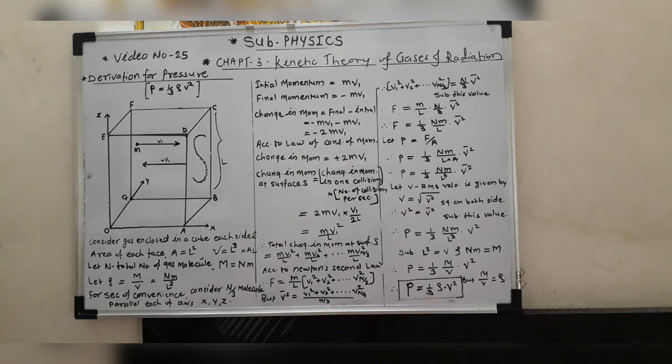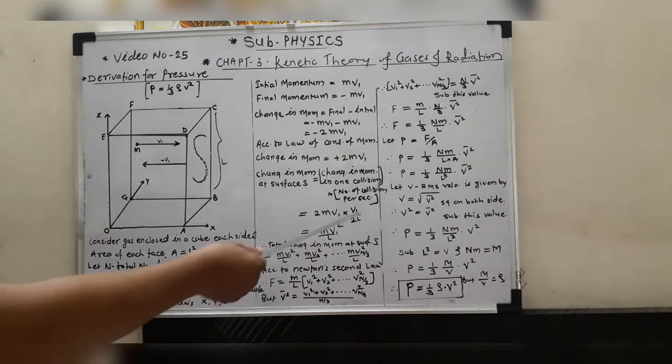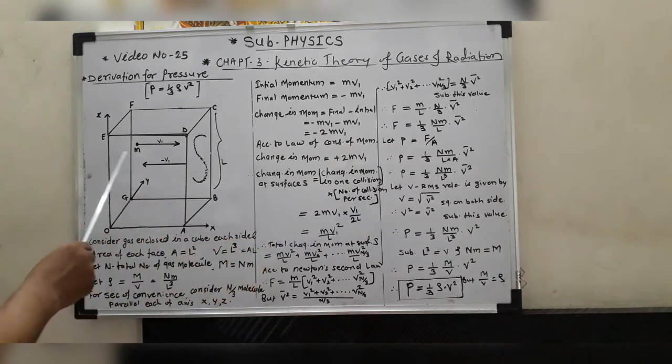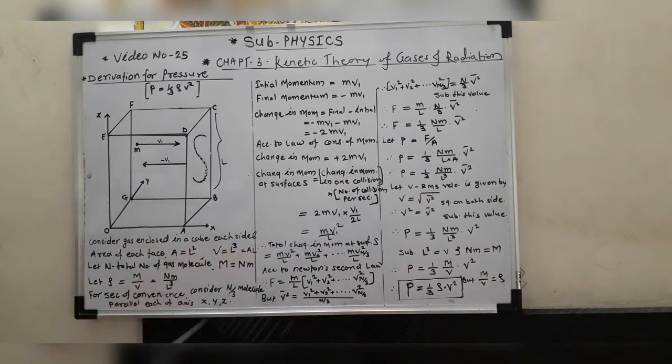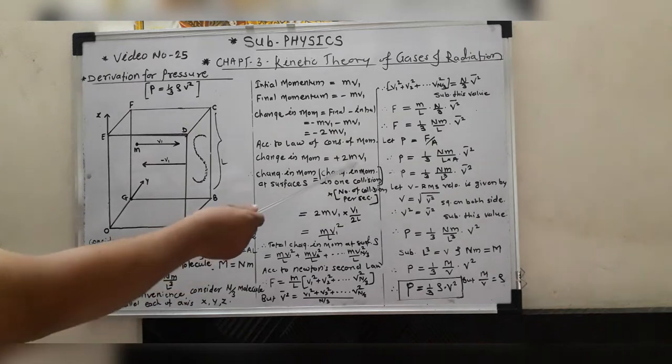Now due to the collision the velocity is reversed and the molecule returns to the surface S. The number of collisions per second with the surface S is given by v1 upon twice L, where v1 is the velocity of the first molecule and the total distance is L plus L, that is twice L. Therefore v1 upon twice L is the number of collisions per second, and the change in momentum in one collision is twice mv1.